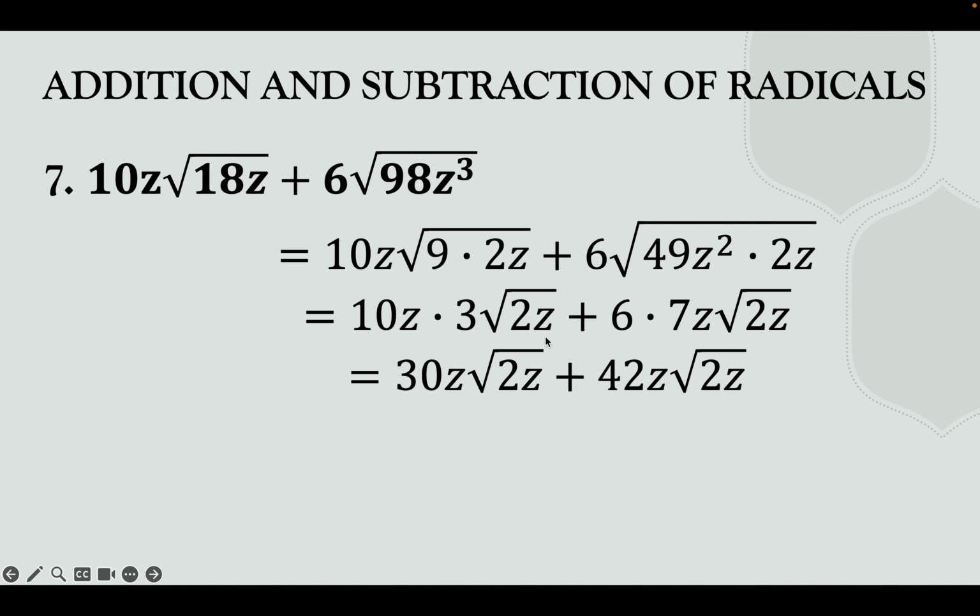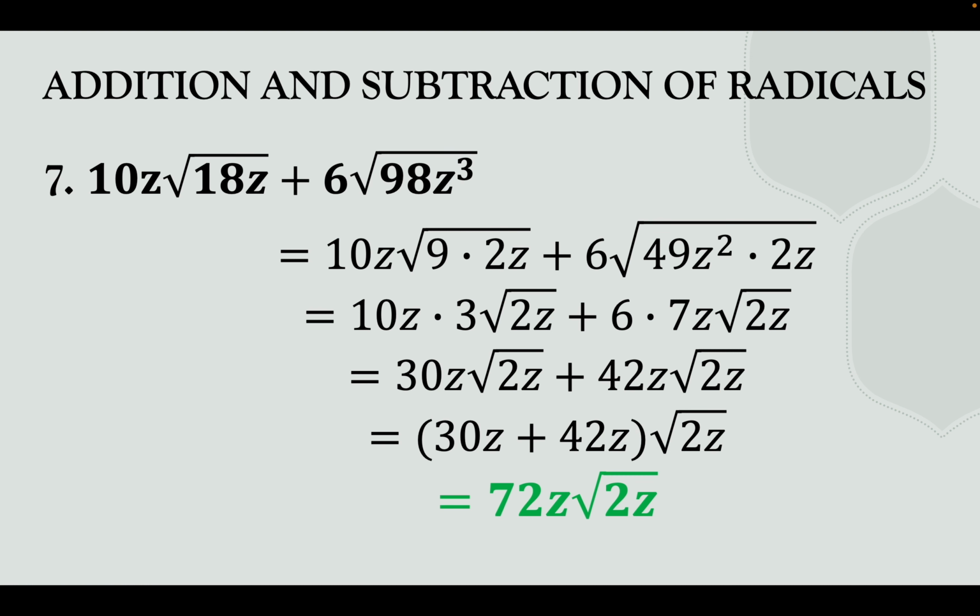root of z. Since we have the same radical, like radicals, all you need to do is simplify the terms there since they have the same radical. So we have 30z plus 42z square root of z, which is 72z square root of z.